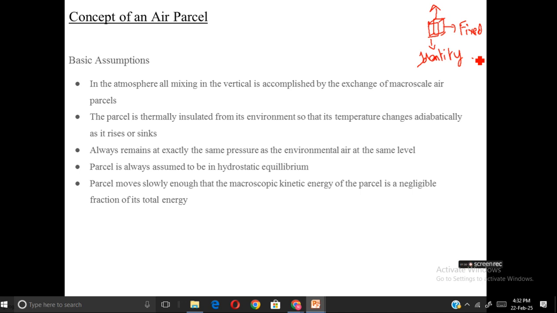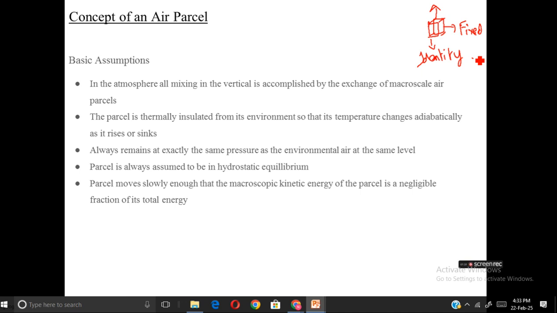There won't be any addition of heat from the surroundings. The system won't release any energy to the surroundings, and it will not gain any heat from the surroundings. So it will always be thermally insulated from its environment, and whatever temperature changes occur will be adiabatic in nature.